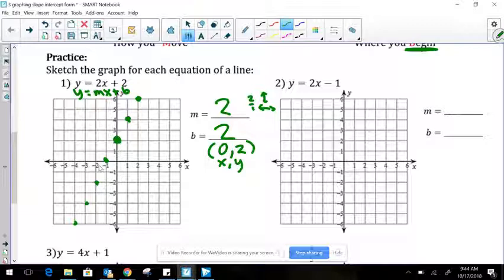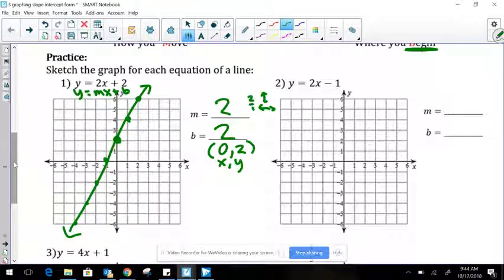So once your dots fill the whole graph, then you're going to connect them by drawing a line through. Make sure you draw arrows on both ends of the line. And that is how you're going to graph slope-intercept form.